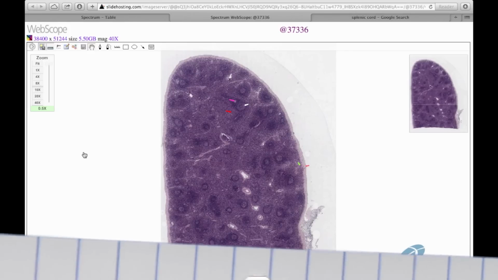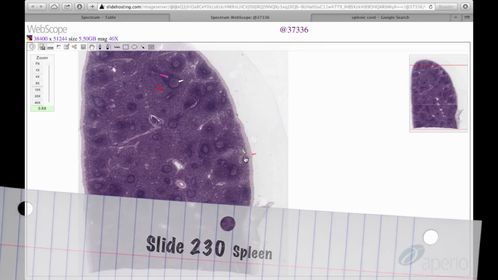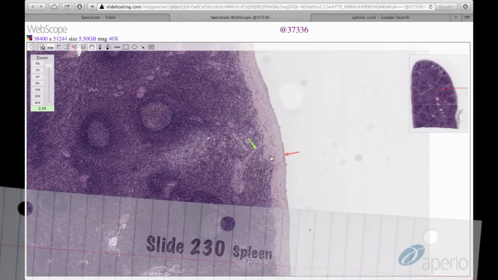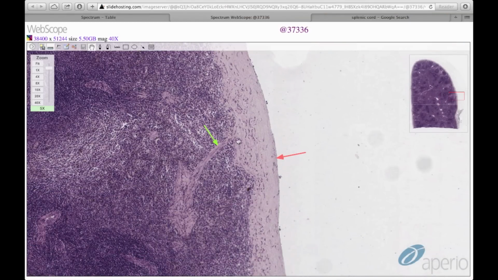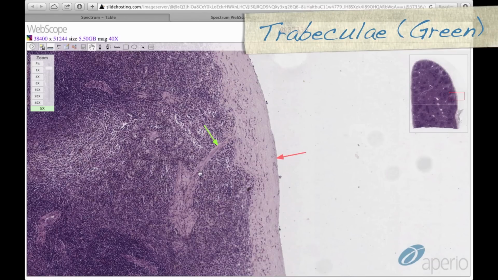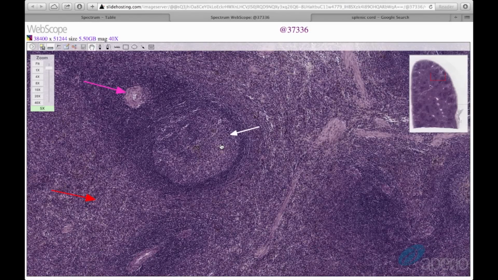We are now viewing slide 230, which is a section of spleen stained with H&E. Similar to the lymph node, the spleen also has a capsule made up of dense, irregular connective tissue, seen here at the tip of the Nantucket red arrow, as well as trabeculae, seen here at the lime green arrow. We have now moved to a different part of the slide.